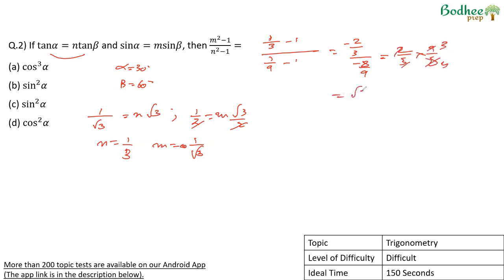3 by 4 is root 3 by 2 whole square. Now here the values of alpha work only for one of the values, that is cos 30, which has the value root 3 by 2. And therefore my answer simply becomes cos square alpha. Again, putting values will also give you the answer and it will be much faster to solve.